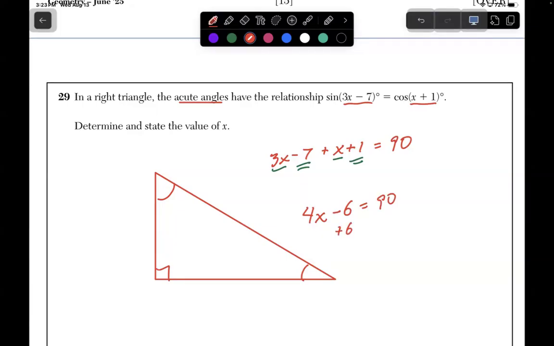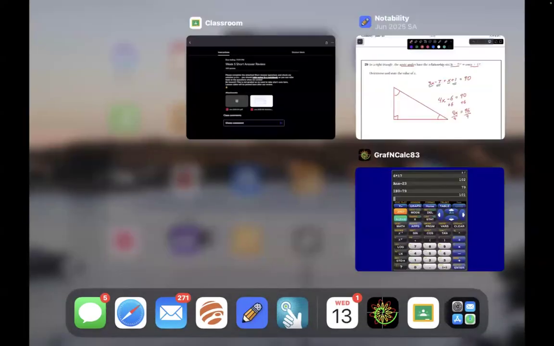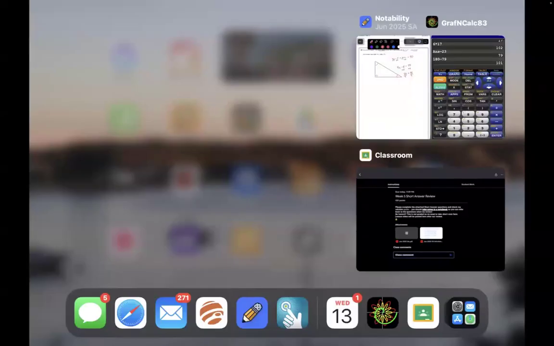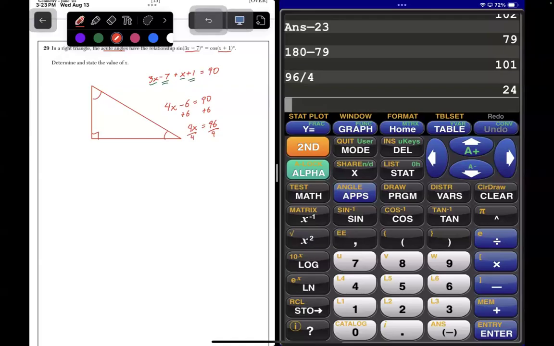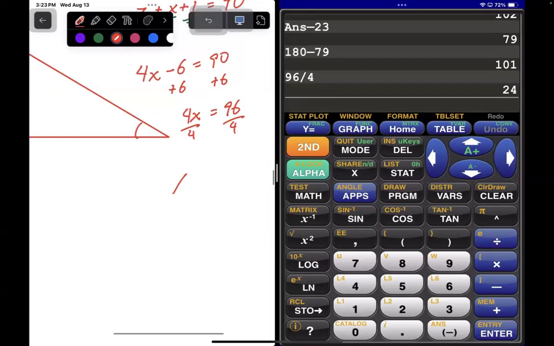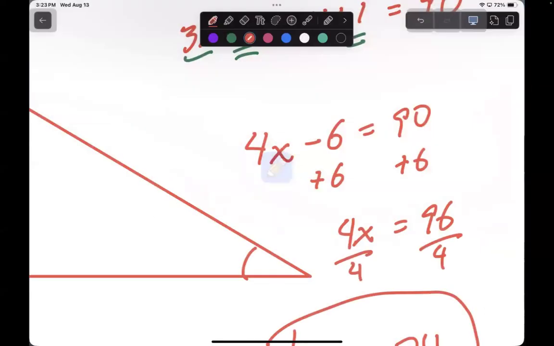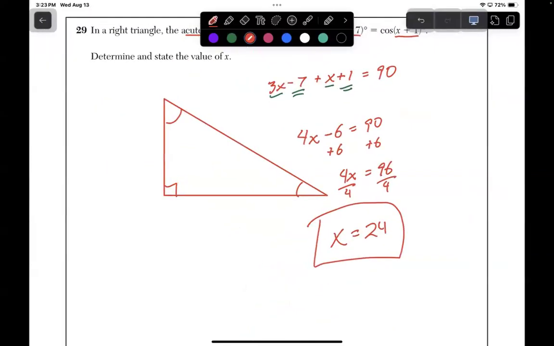Add 6 to both sides. 4x equals 96. Divide by 4, and you get 24. I can't do that. 96 divided by 4. Oh, 24. I was right. X equals 24.